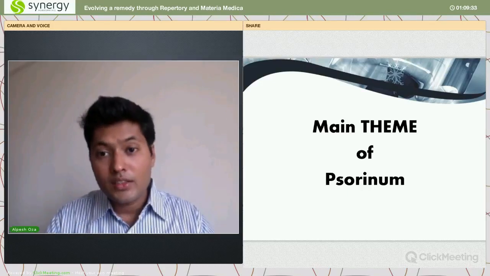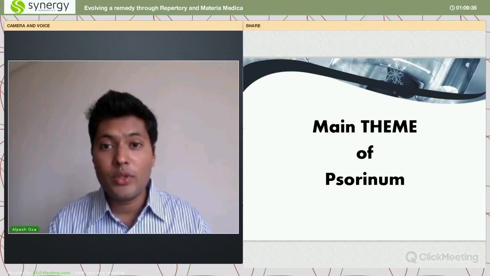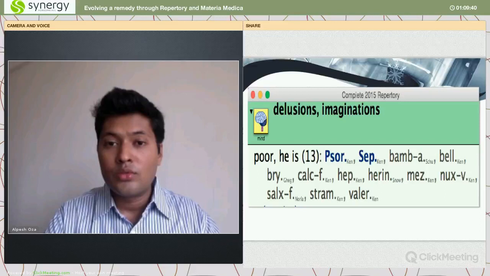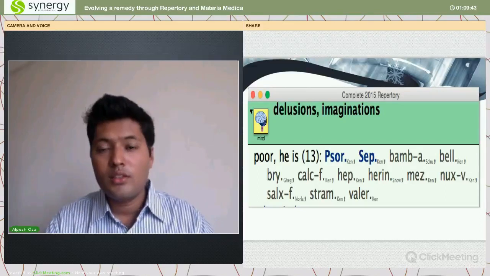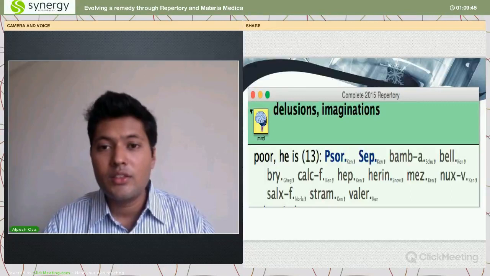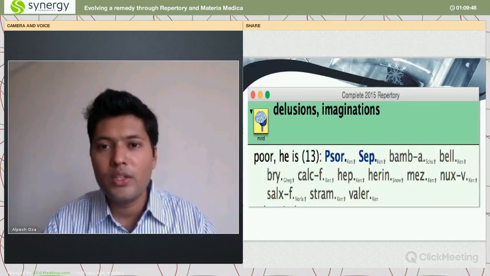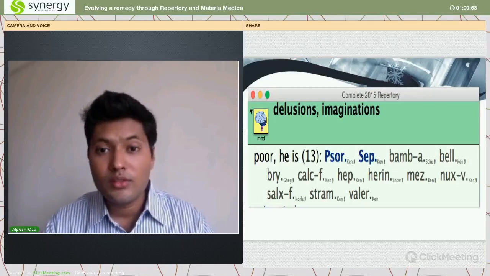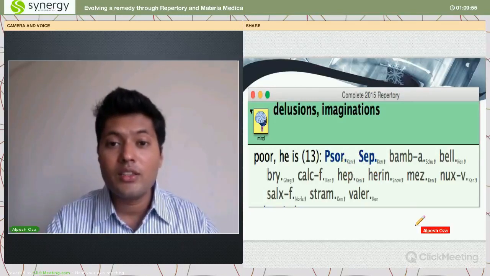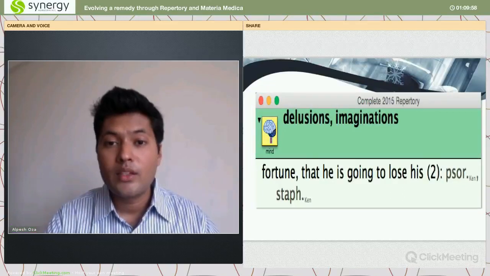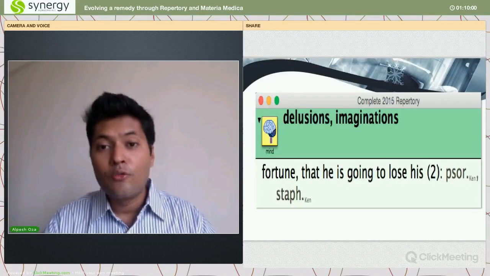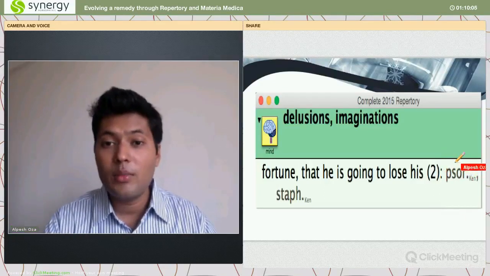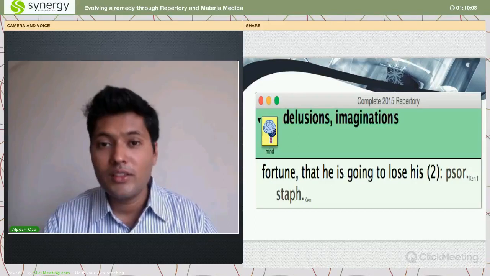Let us understand the main theme of Psorinum through these rubrics. What is the main idea, the crux of Psorinum? In Sankaran's understanding, we have a few important rubrics to understand this remedy. Delusion, he is poor. We will see the main remedy as Psorinum. Then we have delusion, fortune, that he is going to lose his. And again we see the remedy Psorinum in it.